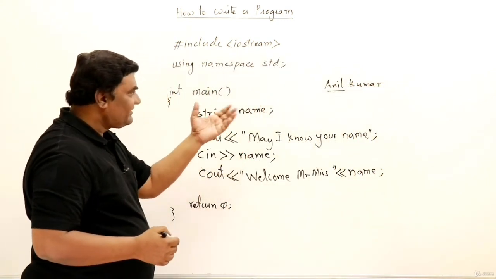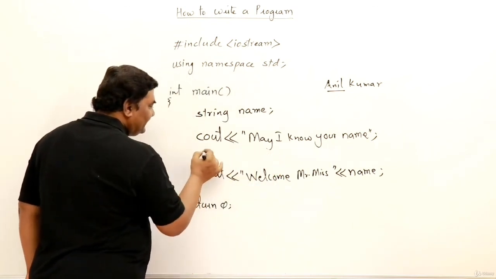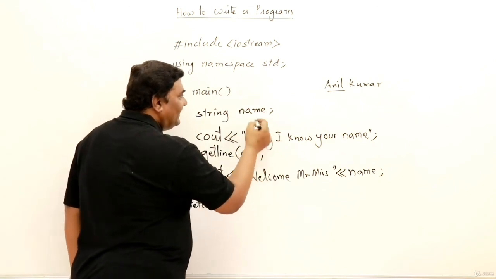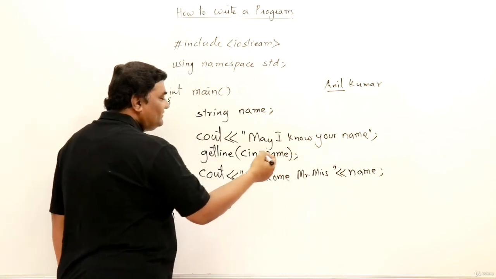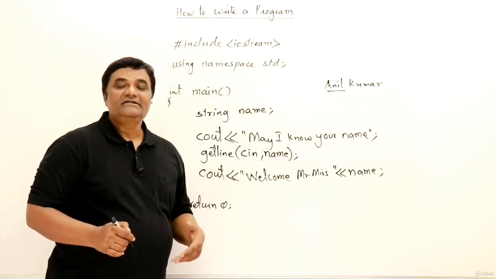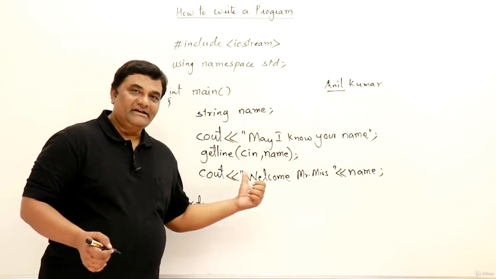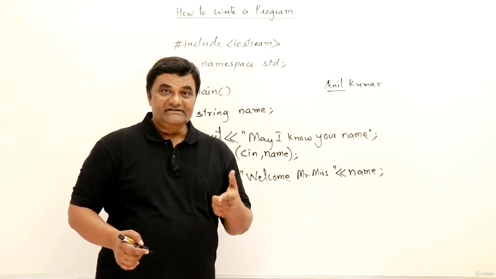Then how to make it read everything? Instead of cin, we have a function called getline. Inside this, I should write cin and the variable name, that is name. This will read all the words until you hit enter. So this will be perfect for taking the names of people that may be of more than one word. So this is better. So that's all. In the next video, we will have the demo of these programs.